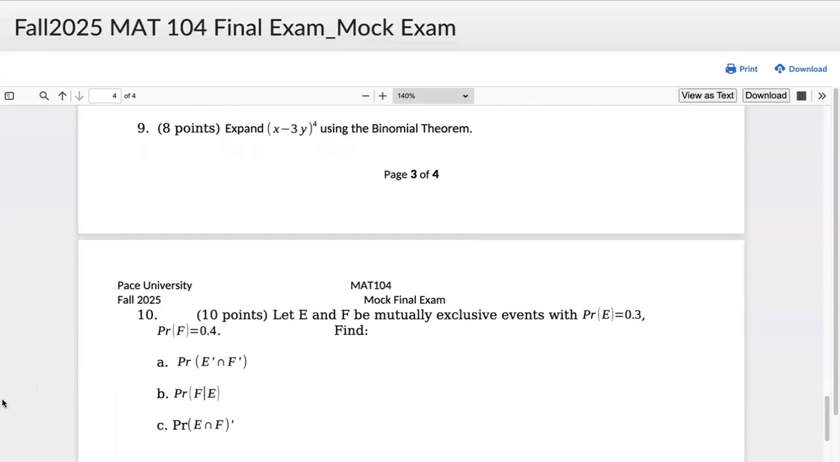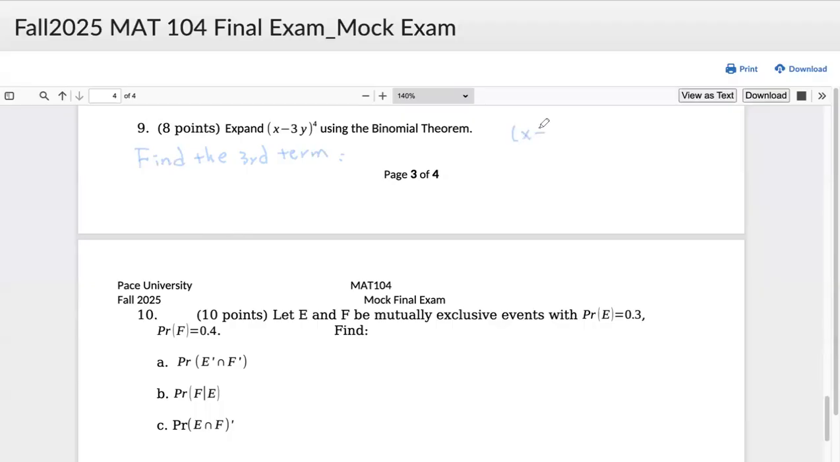Let's see question 9. So we want to expand this using the binomial theorem. Or a simpler way is to say find the third term, where you'll only find one term. Let's find the third term first, then use the binomial theorem to expand everything.